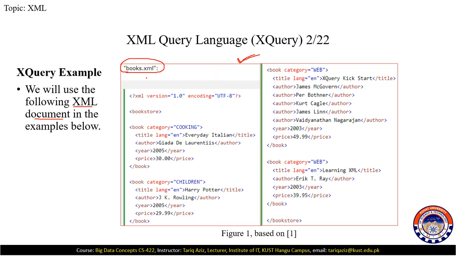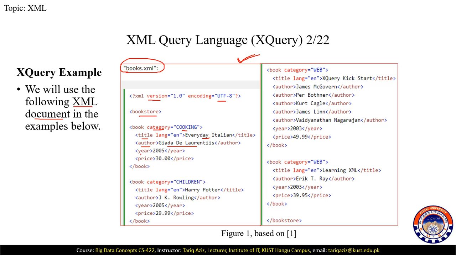Okay, so this document is related to books. Here this is the XML version 1.0 and encoding, some extra information. Now the root node is bookstore. Then the first category of a book is cooking. And then what's the title of the book? Everyday Italian. This is the title of the book. Okay, then who is the author? This is the author of the book.